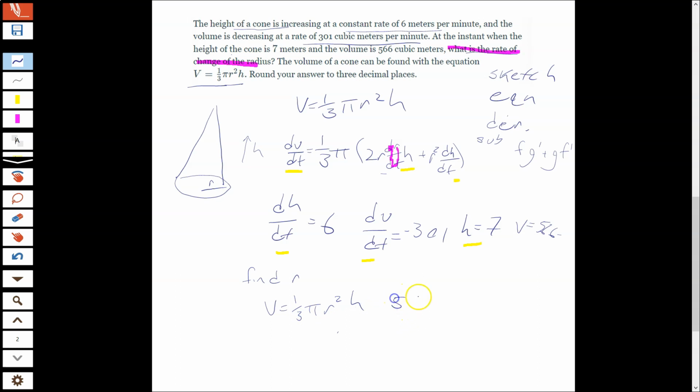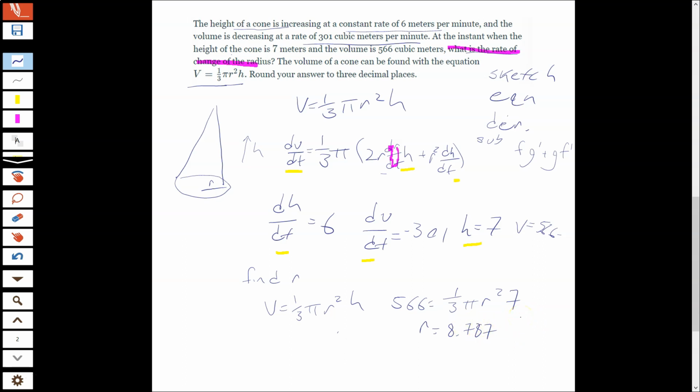So I get 566 equals 1/3 pi r squared times my height, which is 7. Okay, so I just plugged in what I knew to my volume formula, and I'm going to solve for the radius. And to keep this video a reasonable length, I'm going to trust that you can do that. Make sure you can do that though. So check my answer here. I get r equals 8.787. And I rounded that here, but try to keep several digits for accuracy.